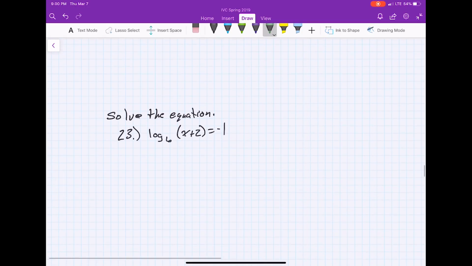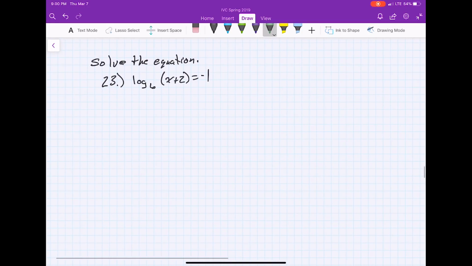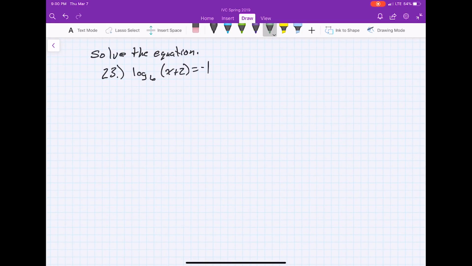Let's go on to 23. We need to solve these logs, solve these equations. Now we have log base 6. We move it through here, and that picks that -1 up as an exponent. And then we set that to equal the quantity here, so x plus 2.